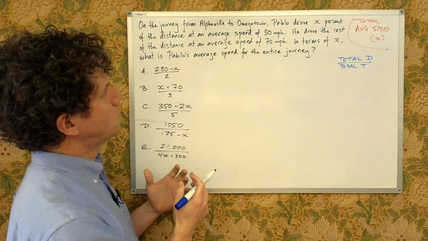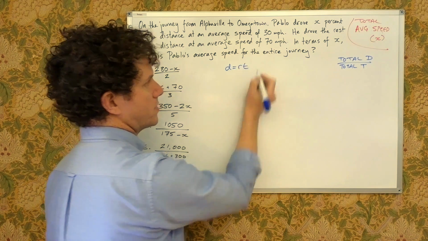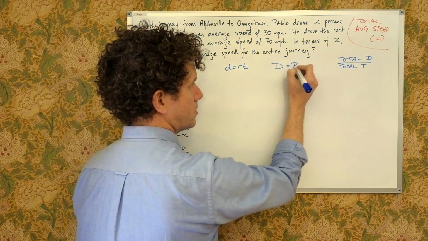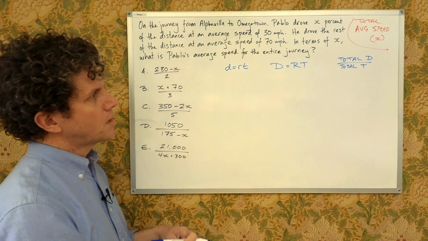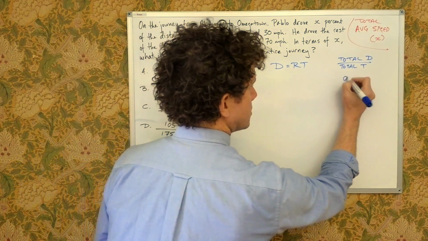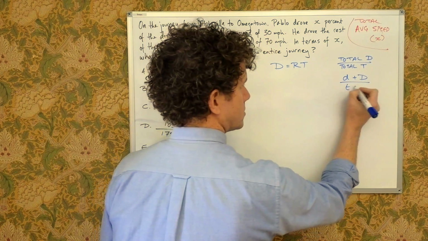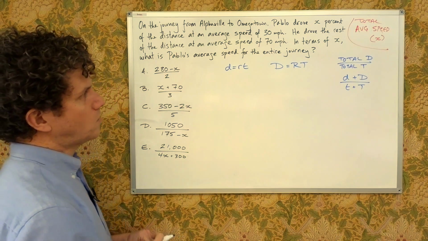Thinking about what we have to work with, I want to think about the first part of the journey at 30 miles per hour. I'm going to write that in lowercase. And then there's another part of the journey that happens at a faster speed. I'm going to write that in big letters. So our total distance is the two distances, and our total time is the two times. Let's start putting in what we know.